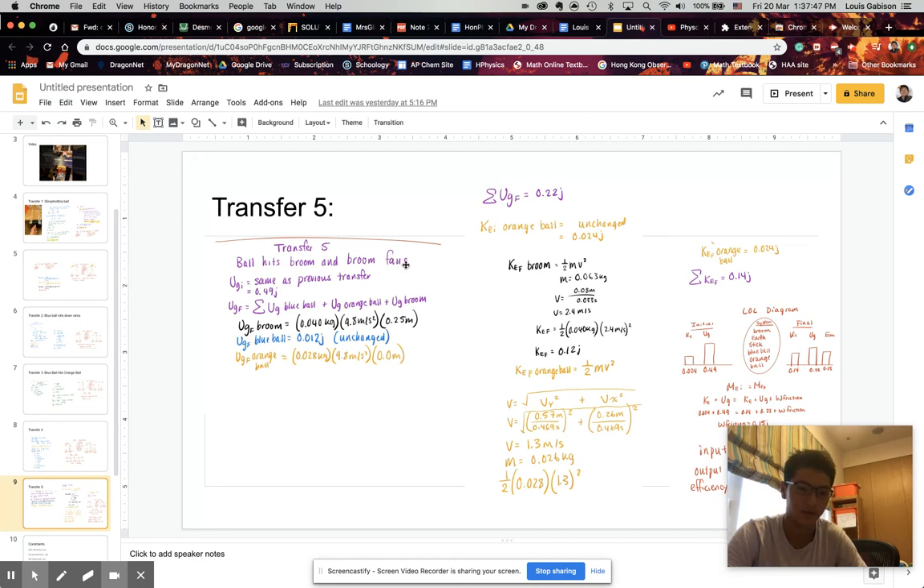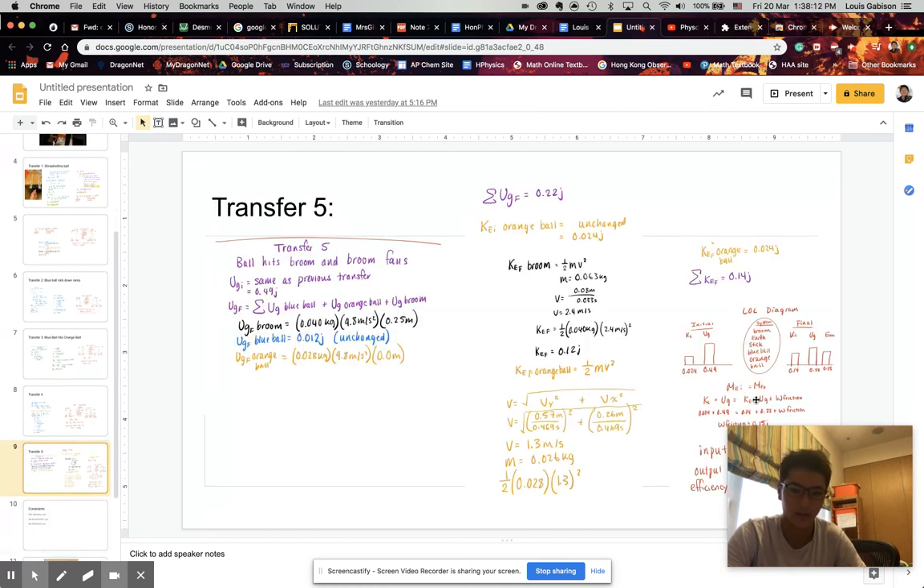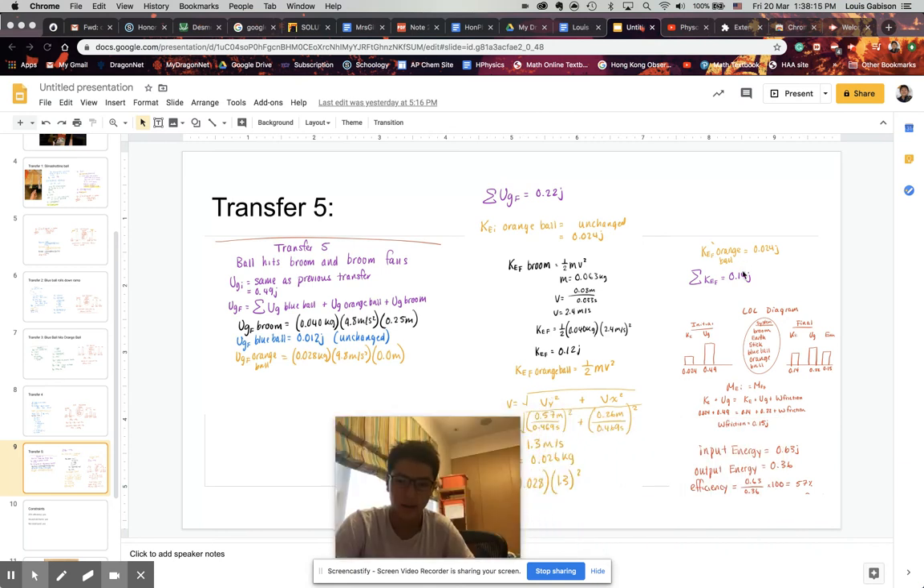For transfer 5, that was a bit harder because there was this ball hitting a broom, and then the broom falls. So if you actually look at the video, we see that the orange ball falls down after it hits. So I had to calculate the KE of that orange ball, which I did here. I found the horizontal velocity and vertical velocity, and by using the Pythagorean theorem, I was able to find the whole velocity. And then I was able to draw this law diagram, and the output energy was 0.36 joules. So that means the efficiency, if you divide it by the input, is 57%. So that was my overall efficiency for my project.